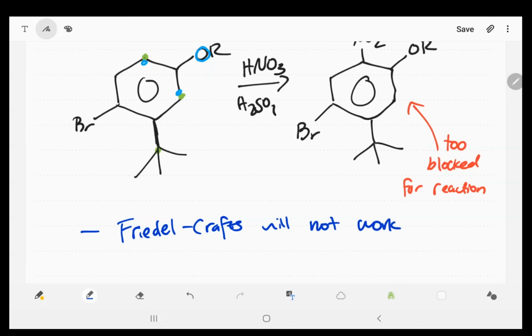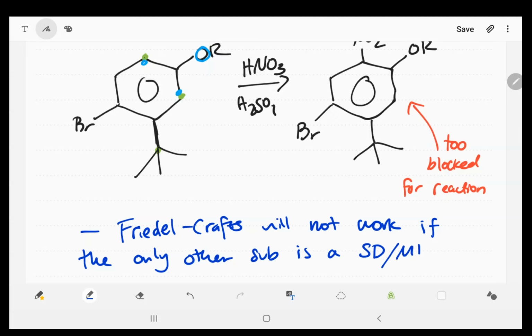Your Friedel-Crafts reactions will not work if the only substituent is a strong deactivator or moderate deactivator. The Friedel-Crafts reactions will not proceed if all you have is, say, a nitro group or a sulfonyl group. You have to have at least a weak deactivator or better to get Friedel-Crafts to work.